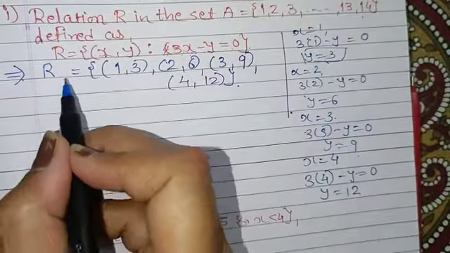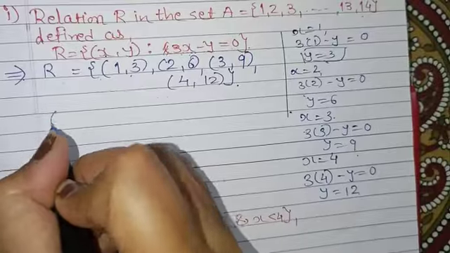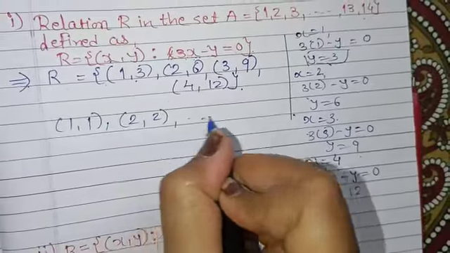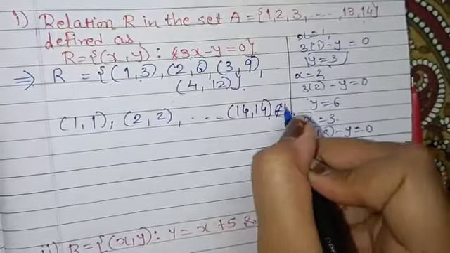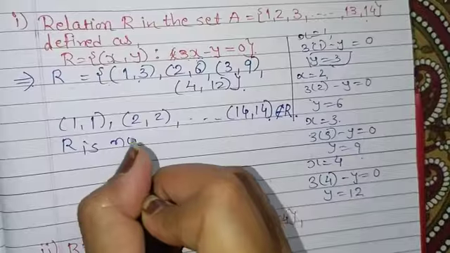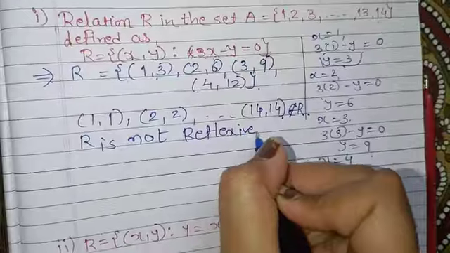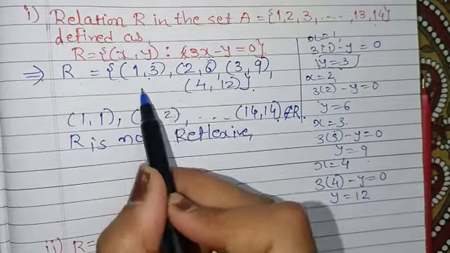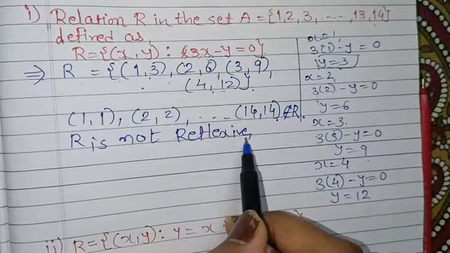First, we will check for reflexive. (1, 1), (2, 2), and so on up to (14, 14) do not belong to R. That's why R is not reflexive. It means the elements paired with themselves should belong to the relation, but here they do not. That's why R is not reflexive.